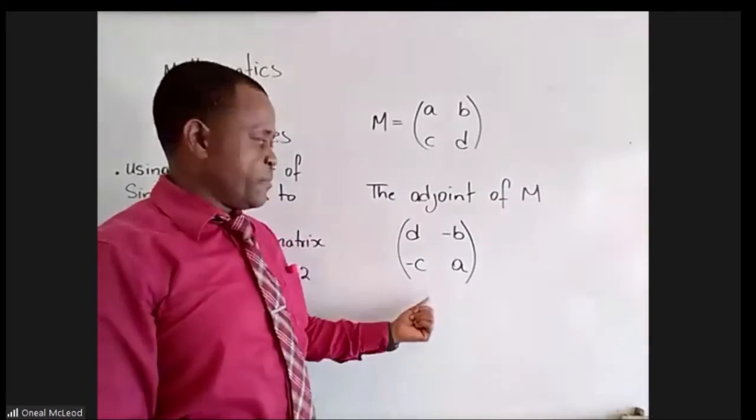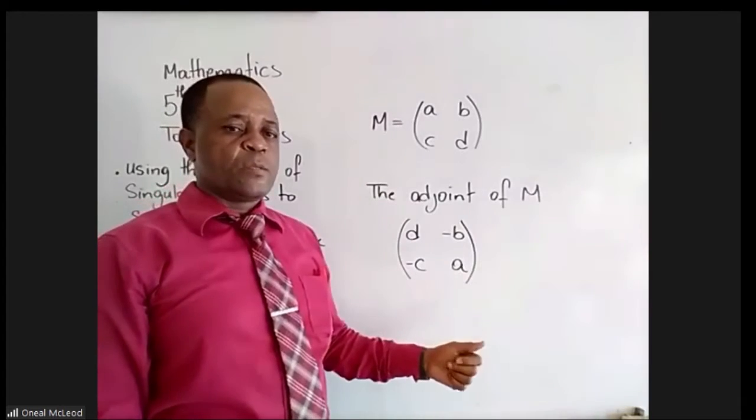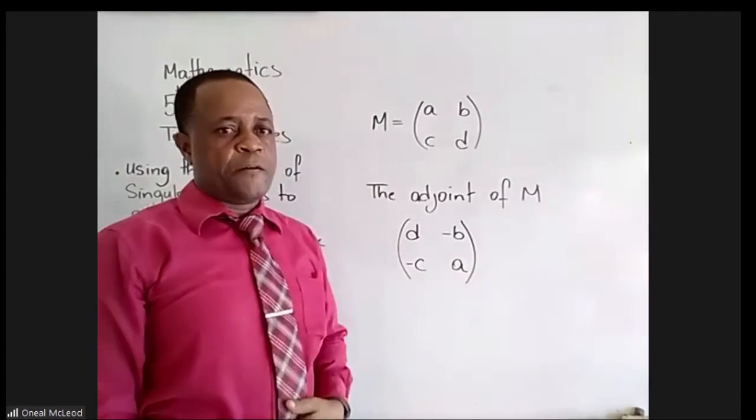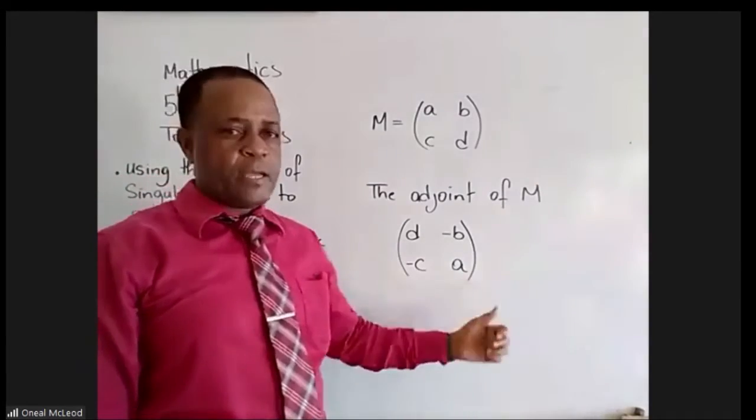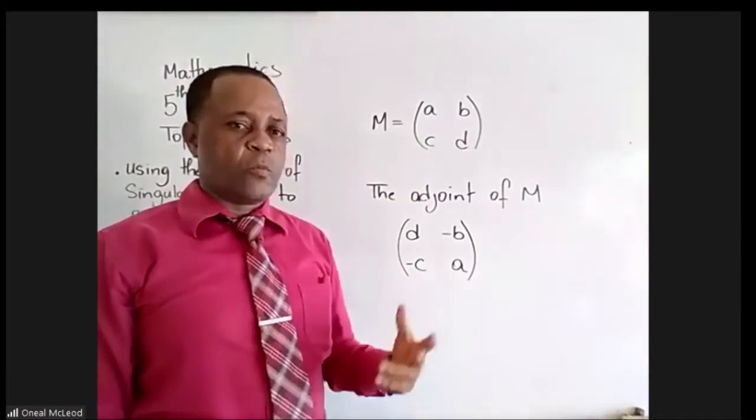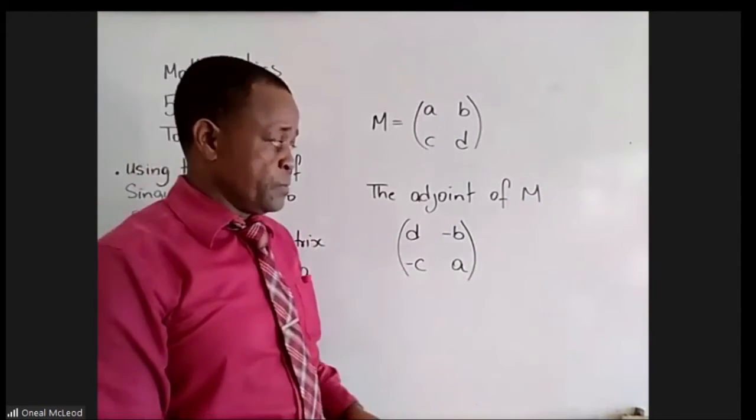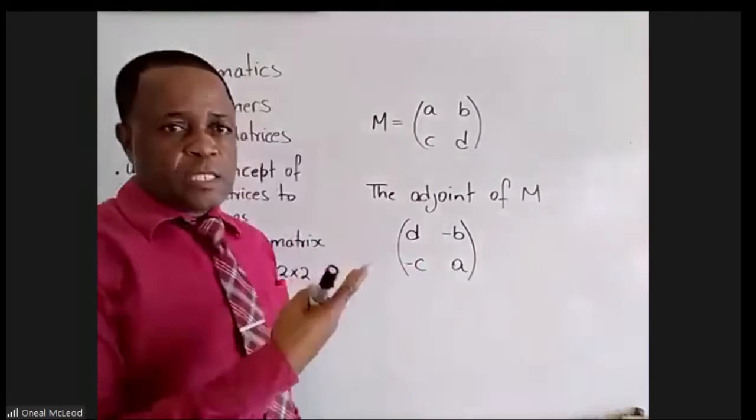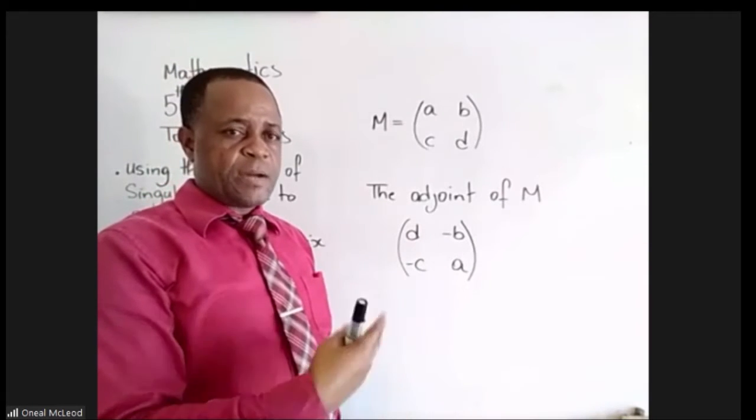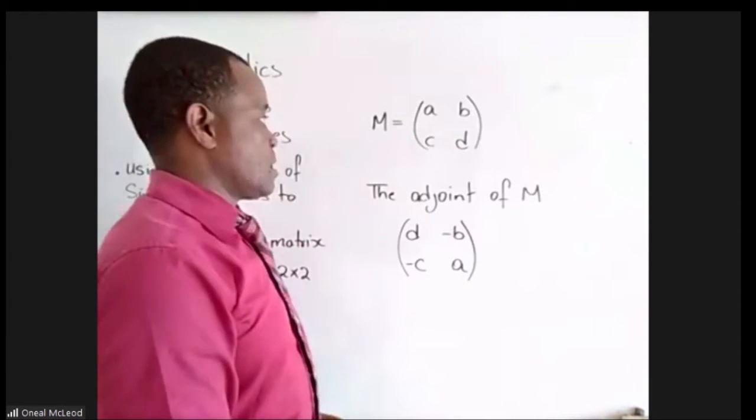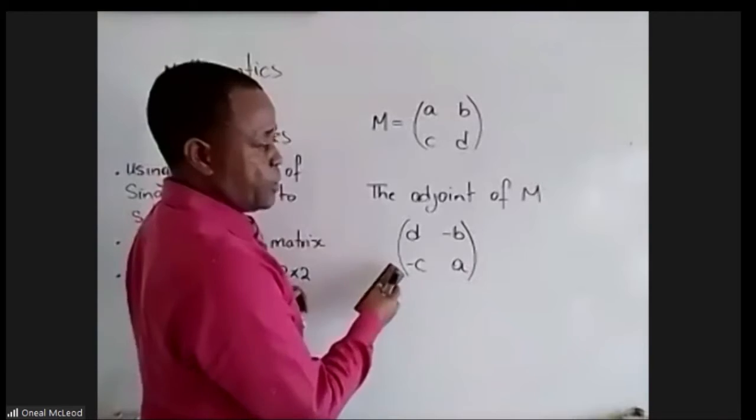And it's very, very important that you know, because we're moving on to find the inverse of the 2 by 2 matrix. And if you don't know how to find the adjoint, then you will have a problem when you're working with the inverse. So that's all we need to do. Interchange the leading elements and multiply the non-leading elements by -1. So let's look at a few questions and see how we go about doing that.